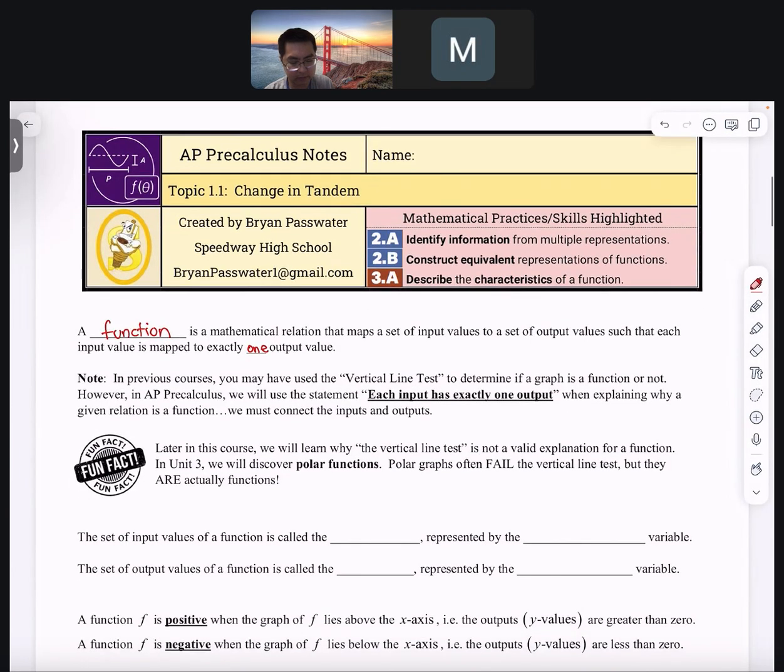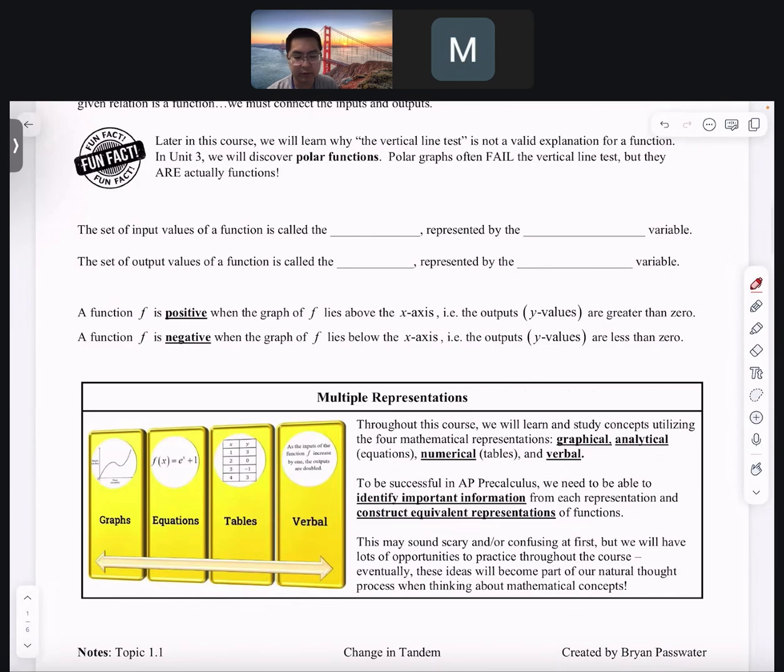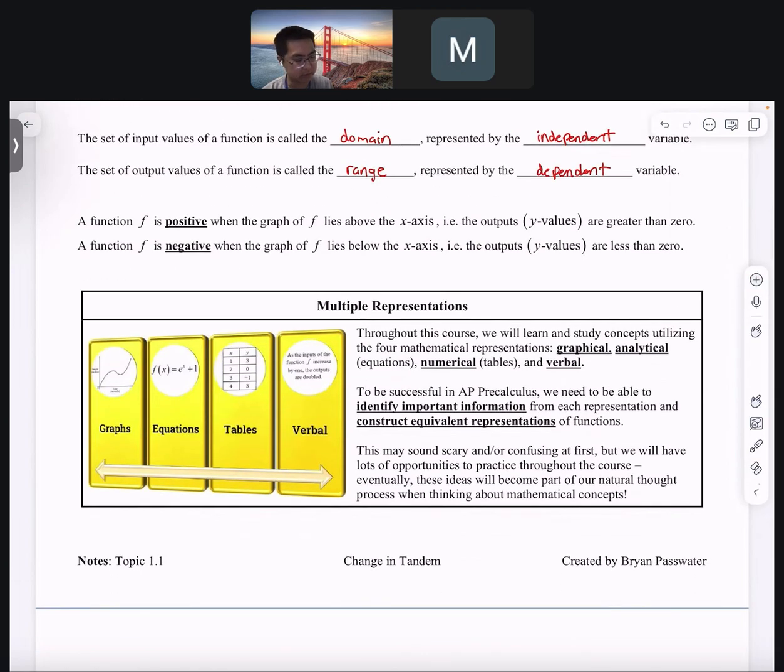So we must connect the inputs and the outputs. The set of input values of a function is called the domain. And that's represented by the independent variables, or in other words, the x values, right? The set of output values of a function is called the range, which is represented by the dependent variables, or as you guys are more familiar, the y values, right? So you have the domain and we have the range. This is something we have been talking about in class as well.